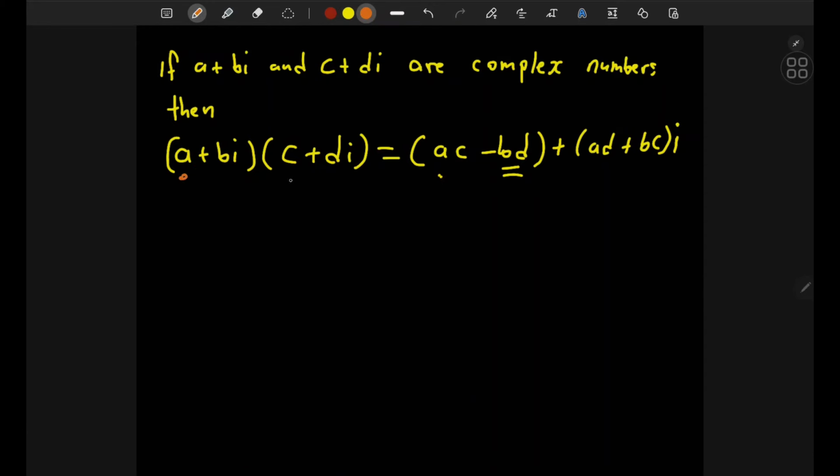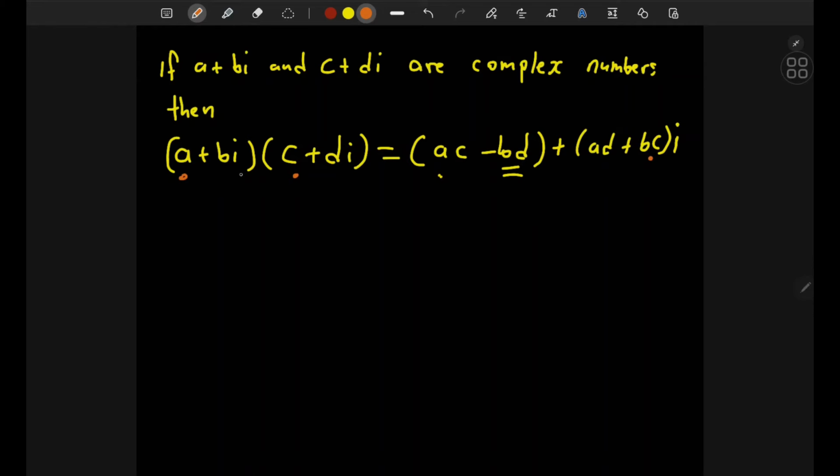So we multiply A and C. This is this part. Then also multiply A with DI. So when we multiply A with D, it becomes an imaginary number. So it falls in this category. Again, when we multiply B and C, we get this other imaginary number.